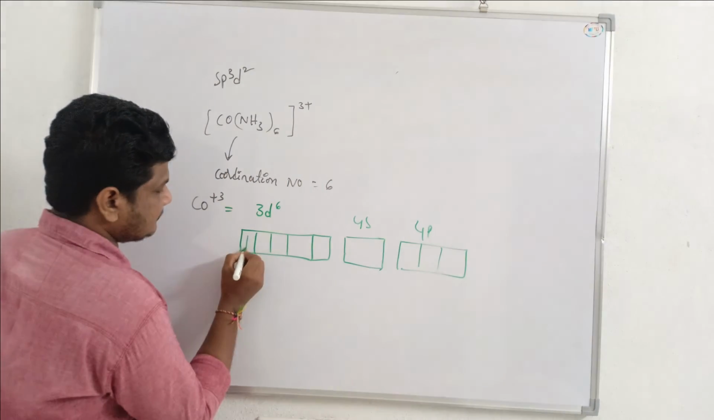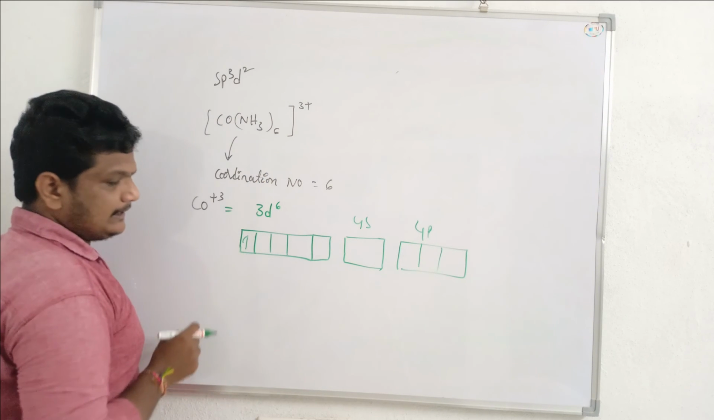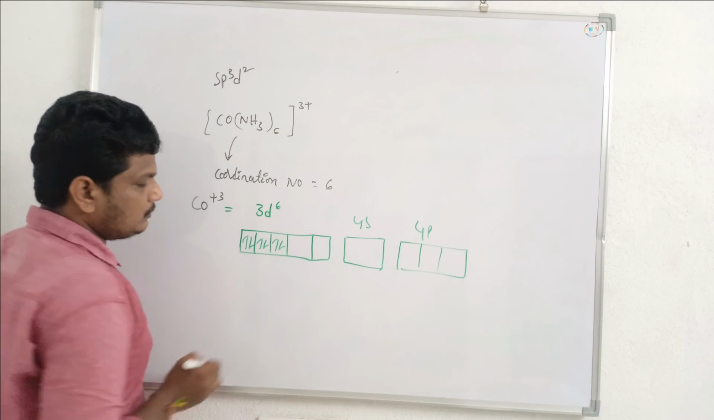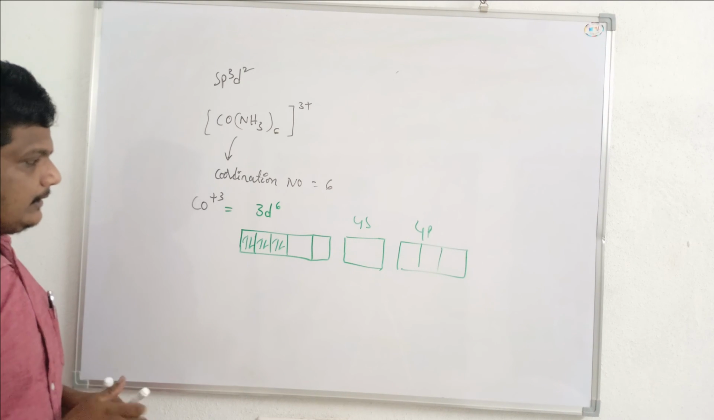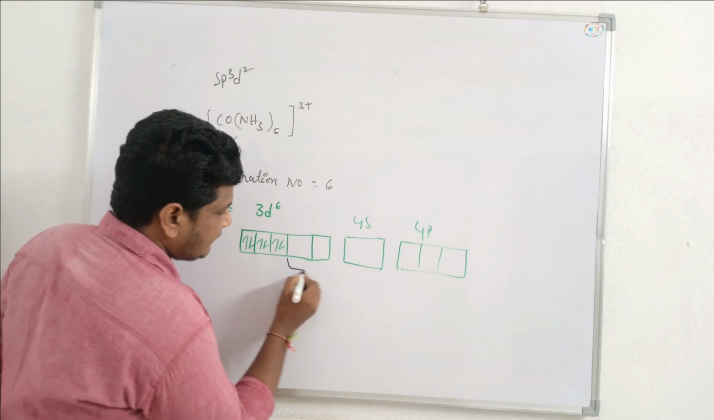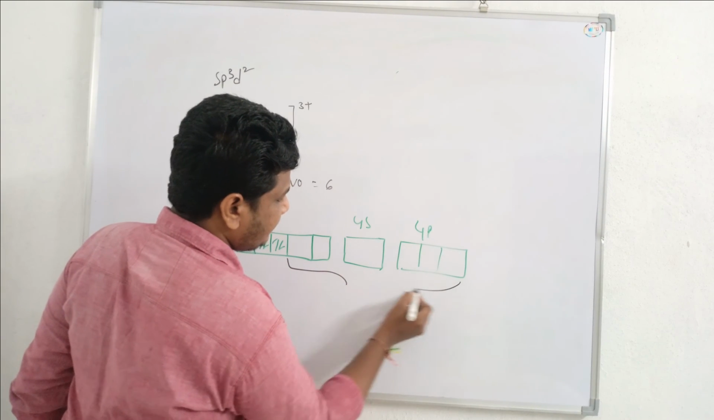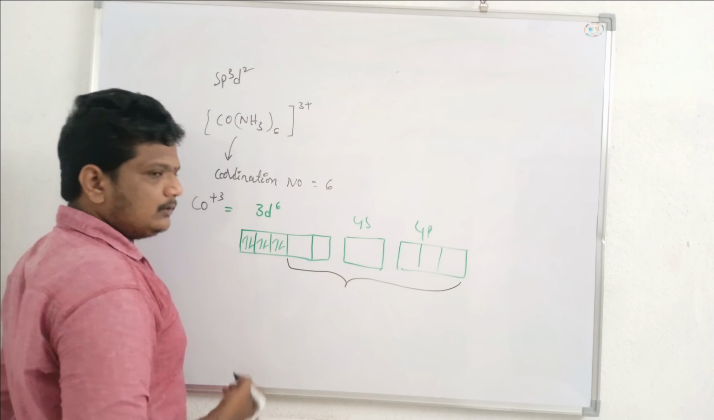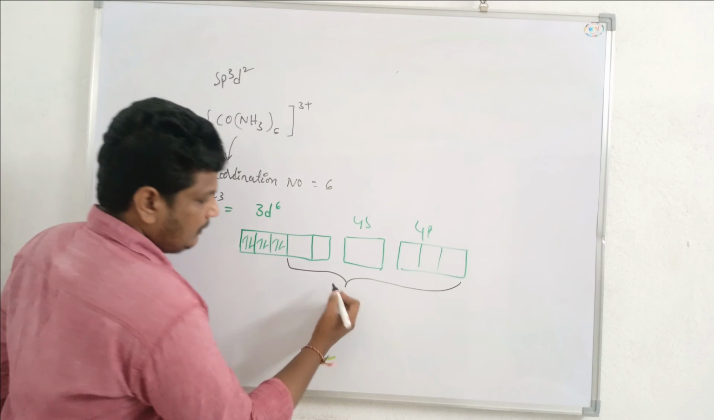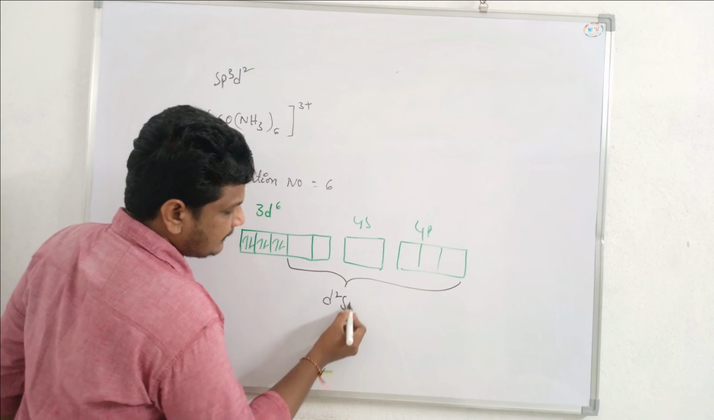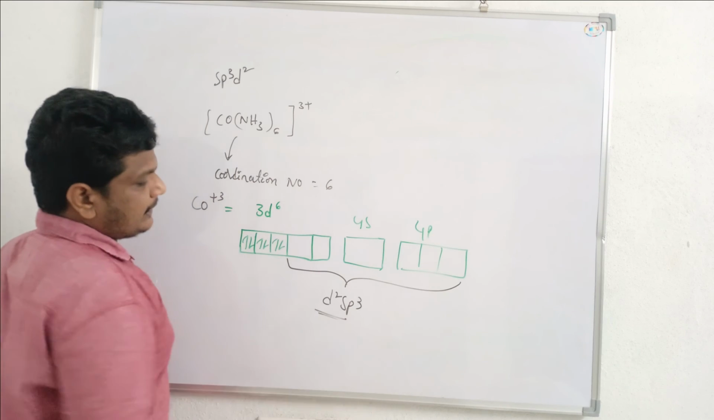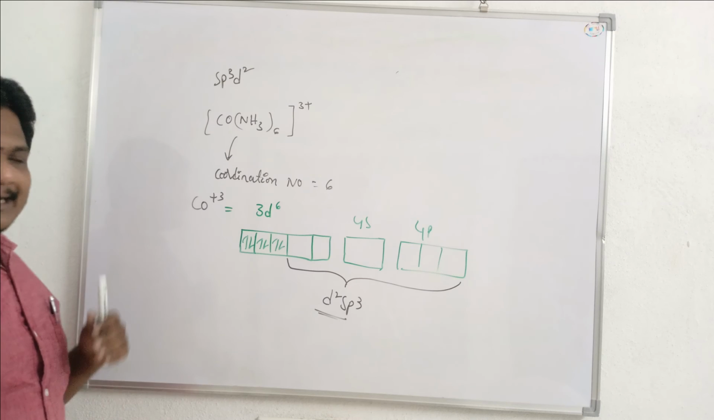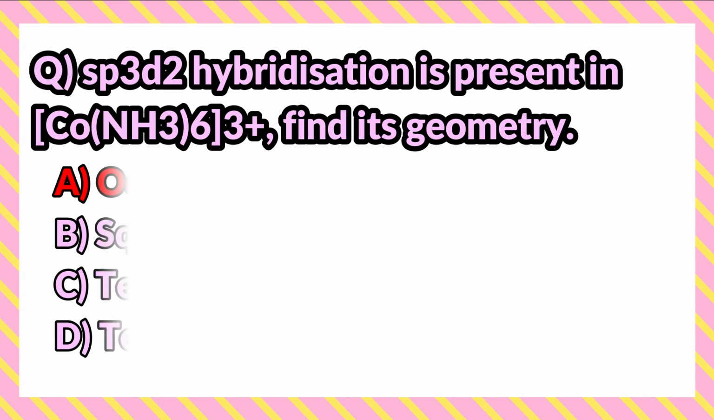In this 3d6, since the NH3 ligand is a strong field ligand, all these 6 electrons are paired into 3 d orbitals. So these 2 d orbitals, 1 s orbital and 3 p orbitals will combine to participate in hybridization. Okay, they can undergo d2sp3 hybridization. So that's why they give the octahedral geometry. So the correct option is A, that is the octahedral geometry.